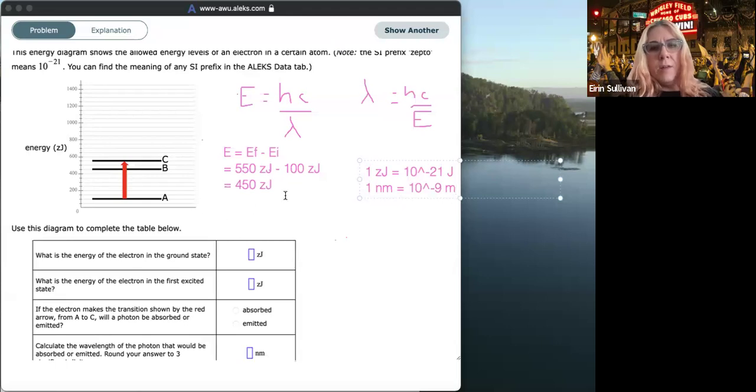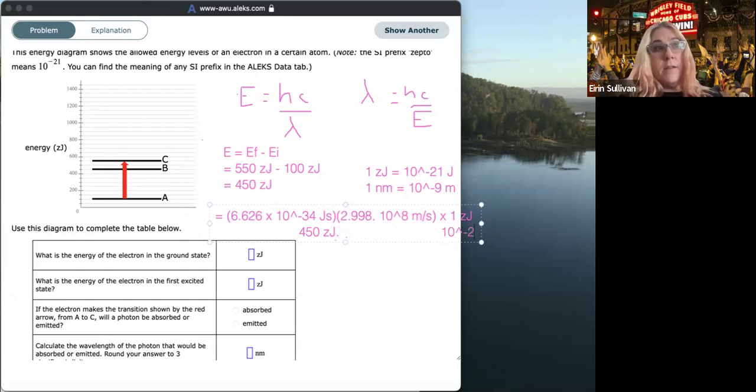I can just substitute into the Planck relation. So h, 6.626 times 10 to the power of minus 34 joule seconds, times the speed of light, 2.998 times 10 to the power of 8 meters per second, on the top, divided by that energy I found, which was 450 zeptojoules. And I can straight away convert zeptojoules into joules using a unit conversion factor, that 1 zeptojoule is equal to 10 to the power of minus 21 joules.